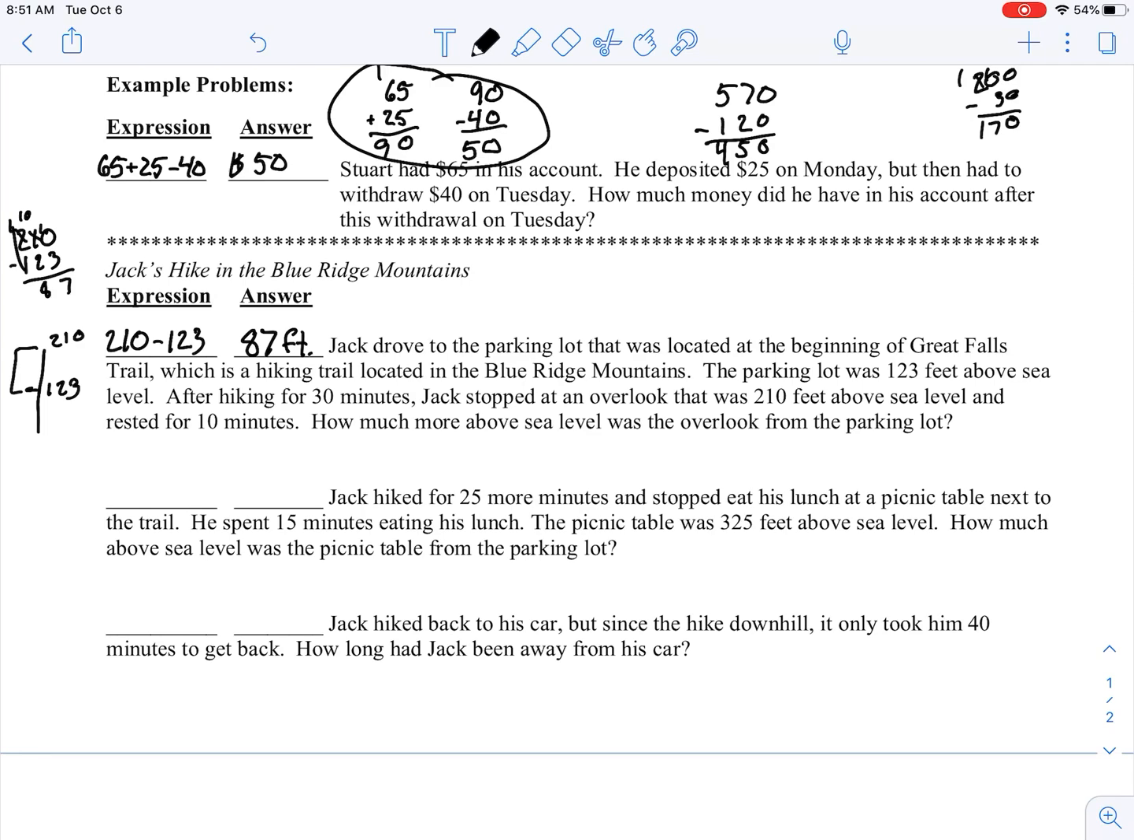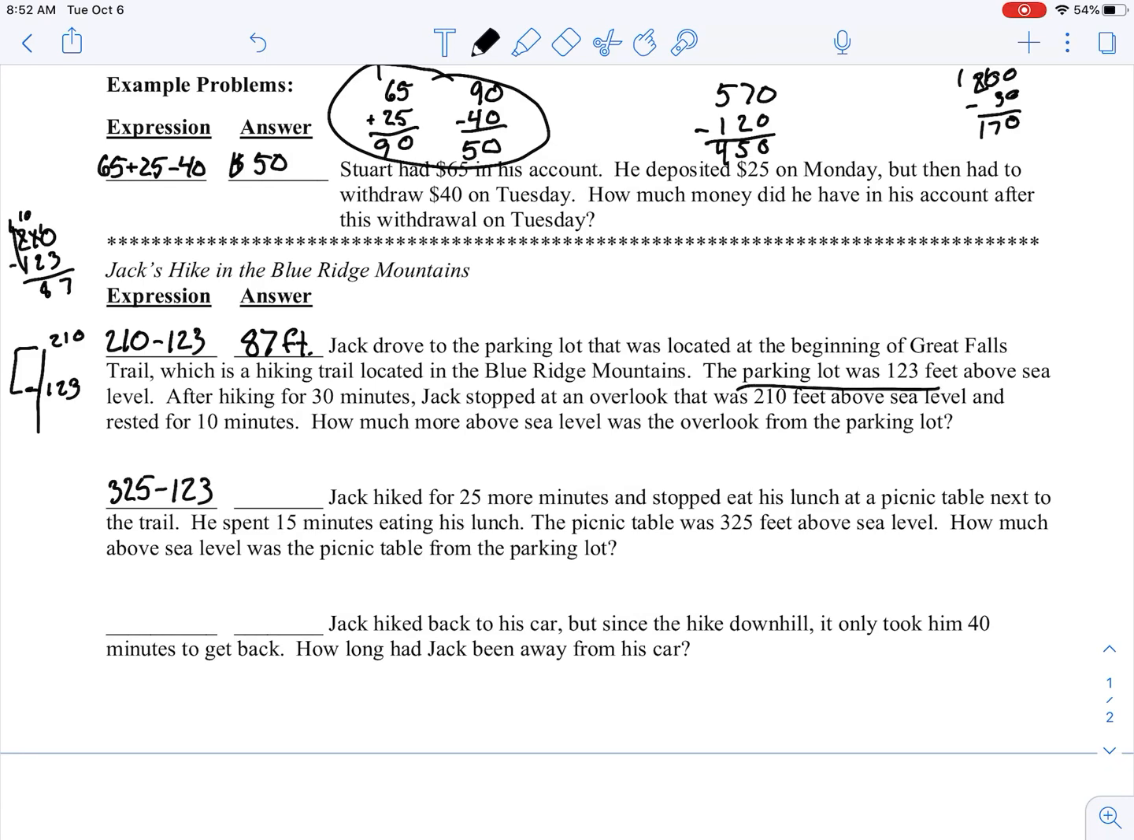Alrighty, next, so Jack hiked for 25 more minutes and stopped to eat his lunch at a picnic table next to the trail. He spent 15 minutes eating his lunch. The picnic table was 325 feet above sea level. How much above sea level was the picnic table from the parking lot? Well, the picnic table was at 325 feet, and now we're going to subtract off what we want to know from the parking lot. So the parking lot, remember, is 123 feet.